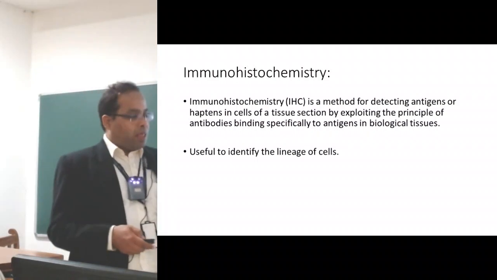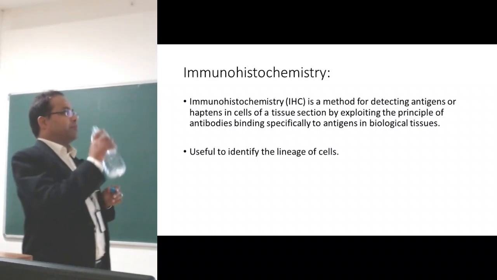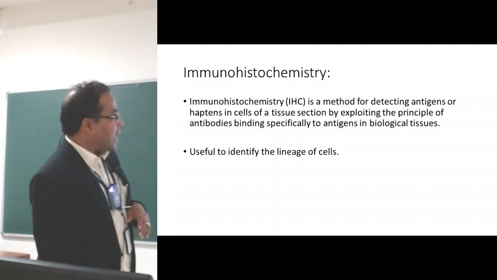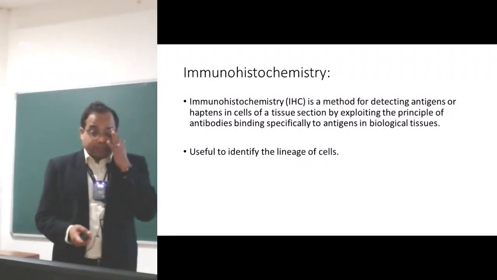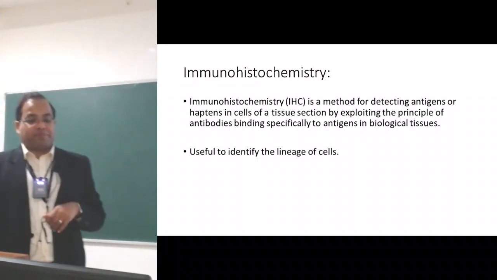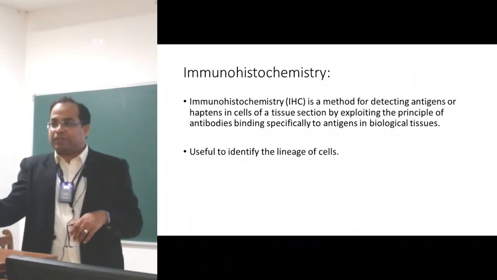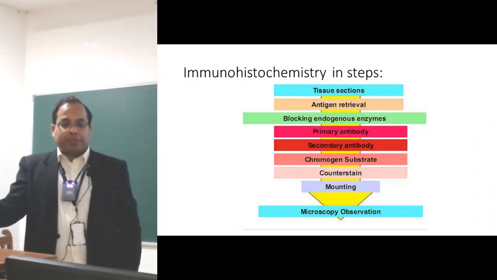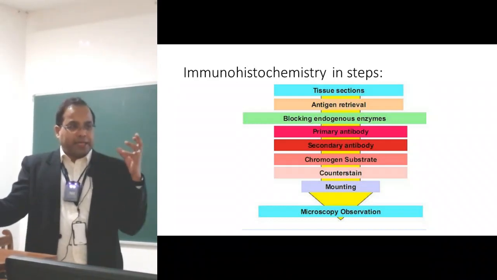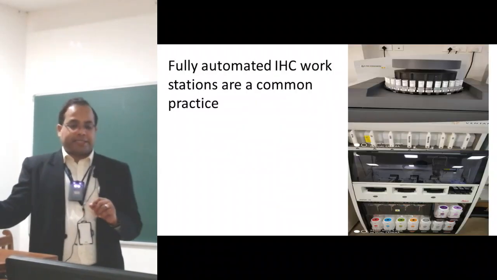Another thing that has a dimension is immunohistochemistry. It is a method for detecting antigens or haptens in cells of a tissue section by exploiting the principle of antibodies binding specifically to antigens in biological tissues. This is mainly used to identify the lineage of cells. It is a very complex mechanism in which there is a primary antibody, a secondary antibody, then a polymer, DAB staining, and through this complex we do a test.